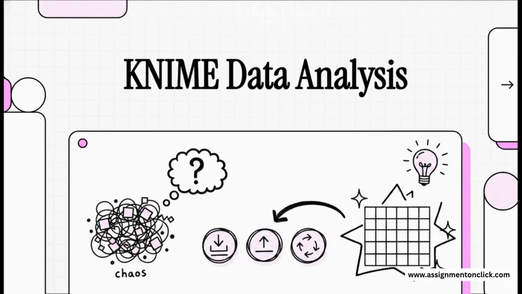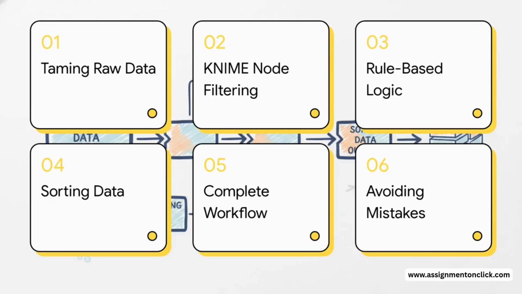So, instead of drowning in those endless rows and columns, we're going to break down exactly how you can use KNIME to seamlessly filter, sort, and transform all that chaos into pristine, actionable business intelligence. Let's do this. Here's our roadmap for this session.